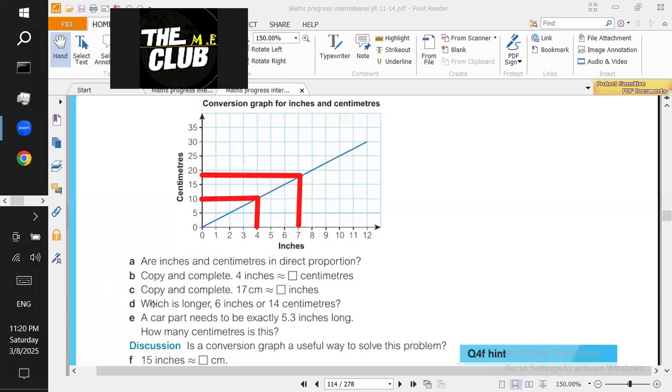Okay. Which is longer, 6 inches or 14 centimeters? Same idea. You're supposed to find both of them. So, for example, 6 inches will be here.